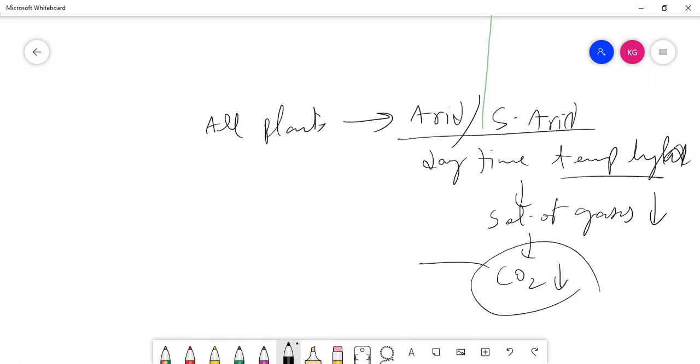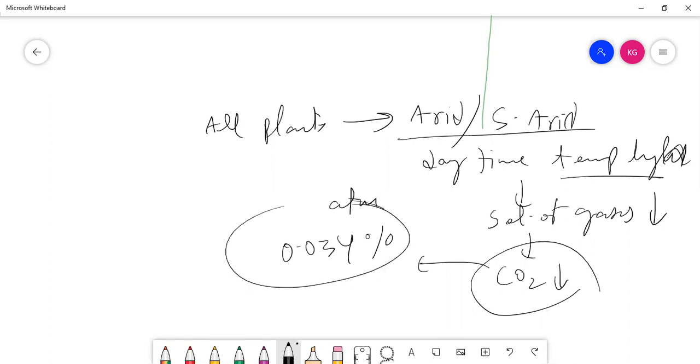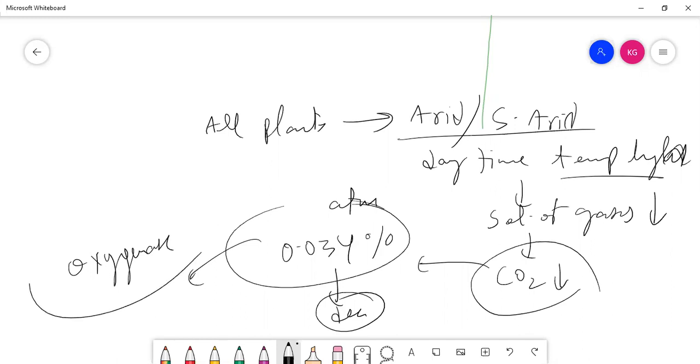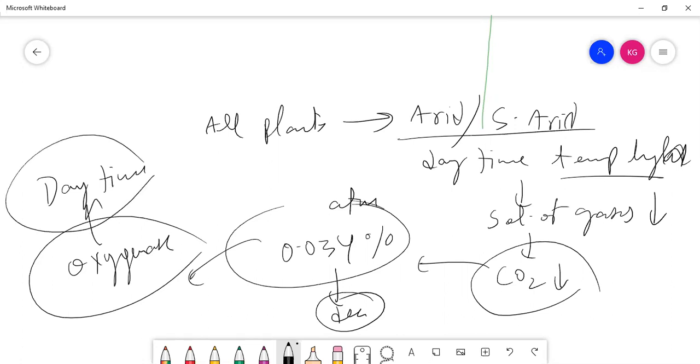And we know already the concentration of CO2 in the atmosphere is 0.034%. So at higher temperatures, this will further decrease. And what will happen to Rubisco? Rubisco will start functioning as oxygenase during the daytime.